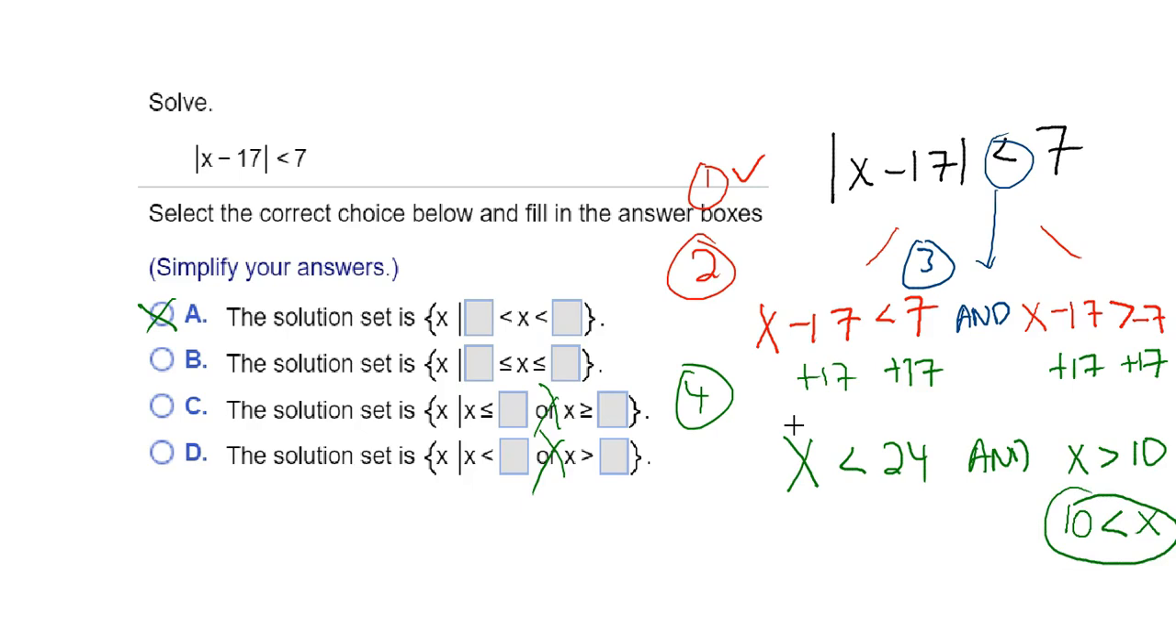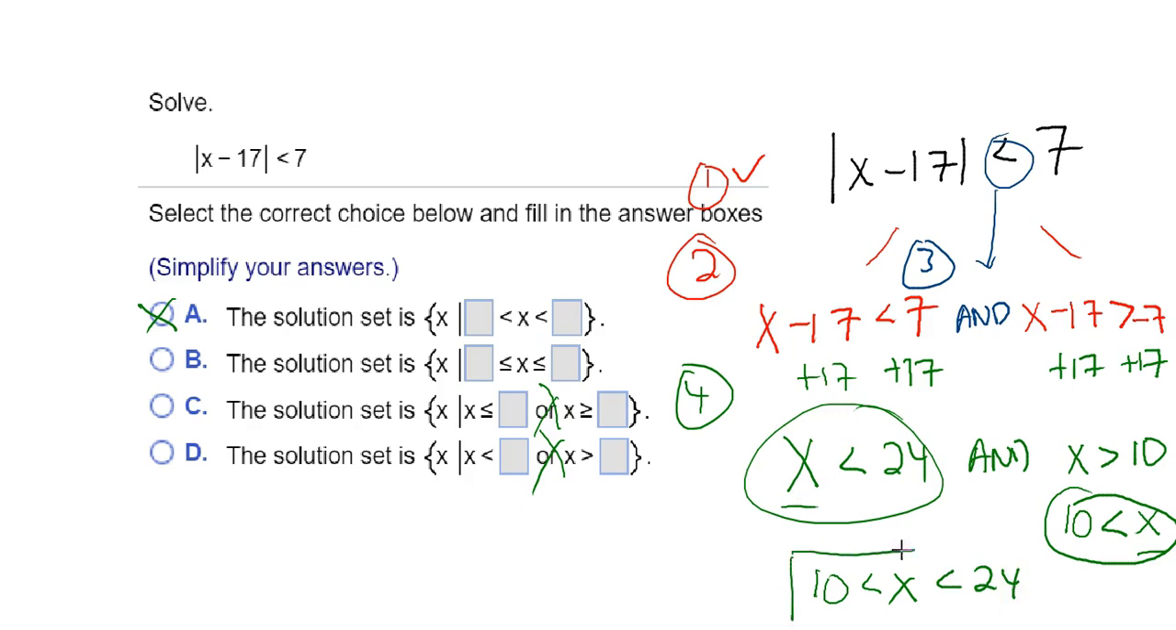And then we're going to overlay this x here with this x here, because it's the same x in both of those statements. So what we're going to have is, this will go first, 10 less than the x, which again is overlaying with this x now, which will be less than 24. So that's the way they want us to format this and. And so that's what we're going to type in here. 10 here, 24 here.